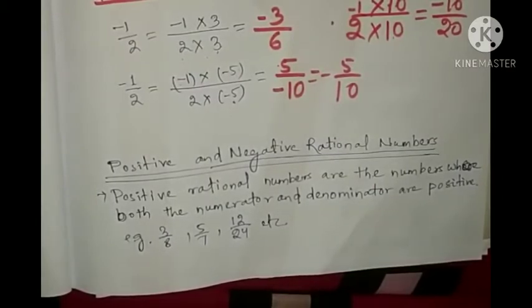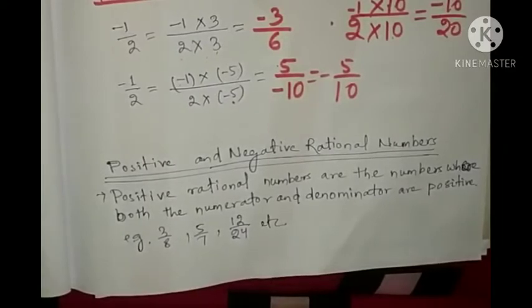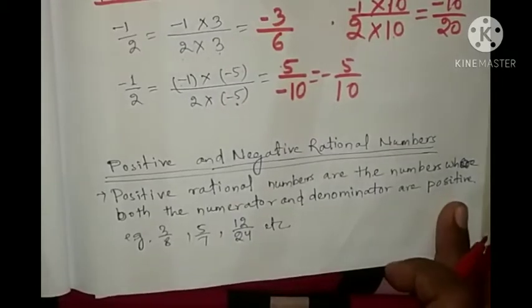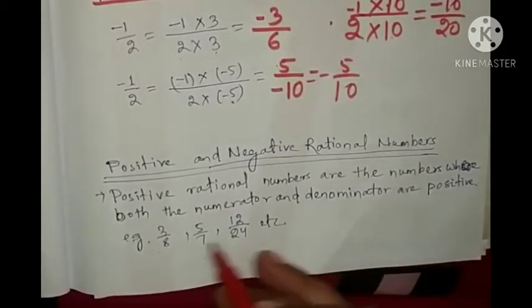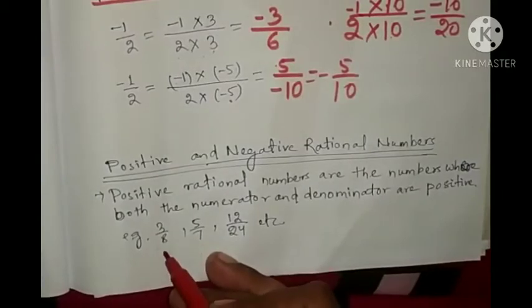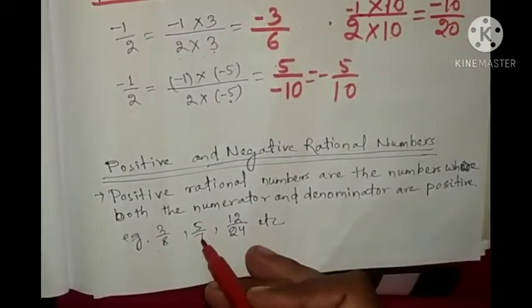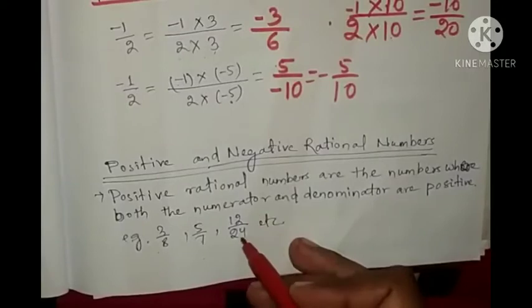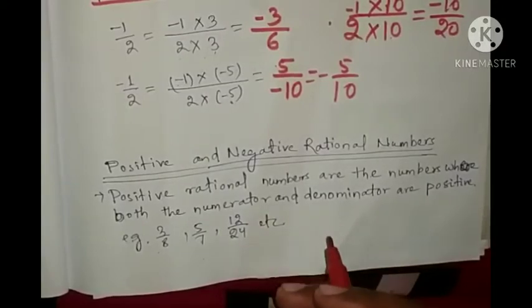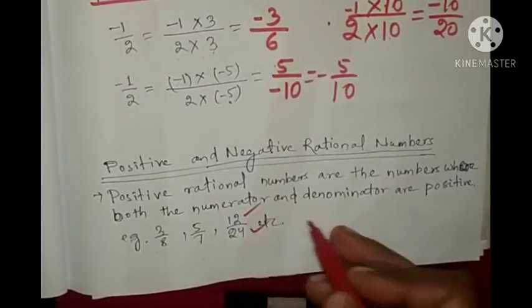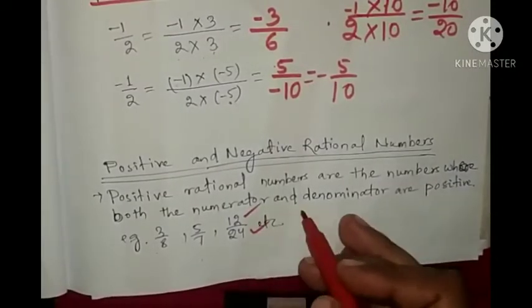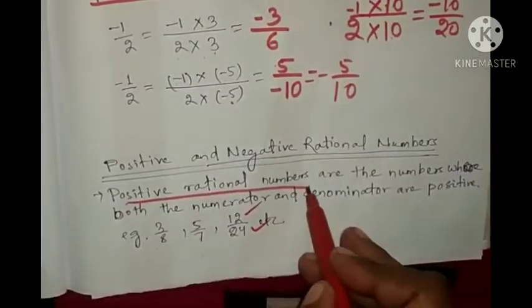Next we will see positive and negative rational numbers. So what are positive rational numbers? Positive rational numbers are the numbers where both numerator and denominator are positive. For example, 3 by 8, 5 by 7, 12 by 24. 3 is positive, 8 is also positive, 5, 7, 12 and 24 are also positive. So when both the numerator and denominator are positive, we get positive rational numbers.